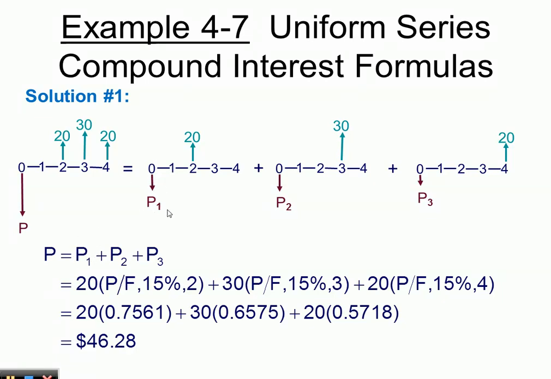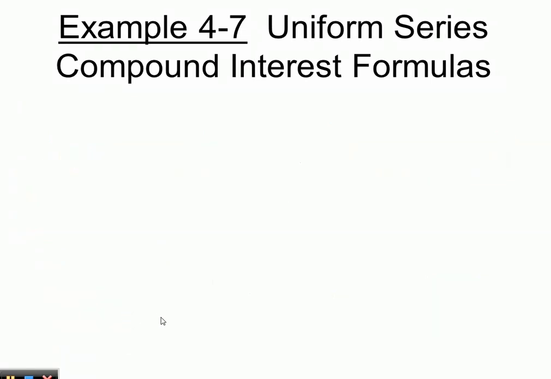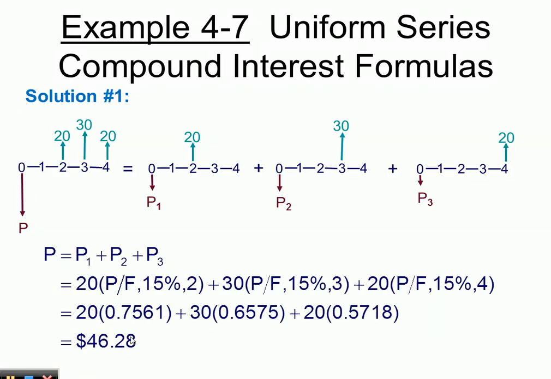So P1 is in the present, and this is in the future. The future sum of money, we need to find the present. We have 15% too. For this one, N is going to be 3, and for this one, N is going to be 4. Those are the main differences. And here we have 30 rather than 20. So finding the discount factors from the book and estimating it, we'll get $46.28.